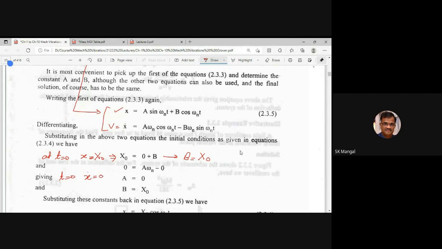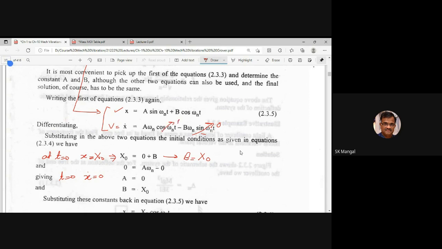Similarly, when you write at t is equal to 0, x dot is equal to 0, you will have in this equation sine is basically 0 here, and cosine is basically 1 here.